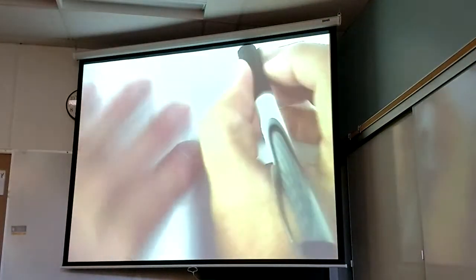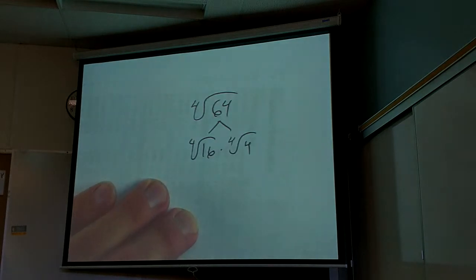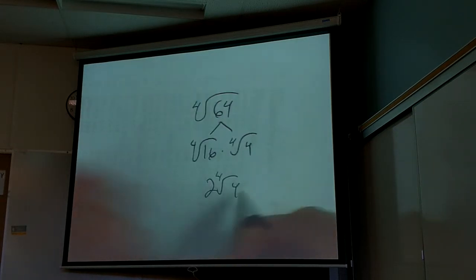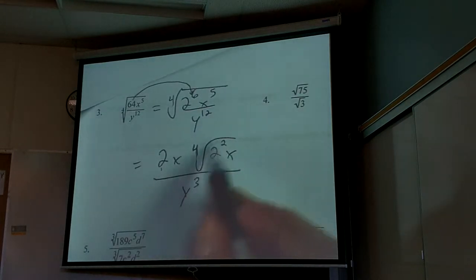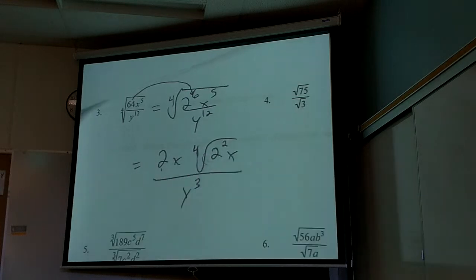If I left it like this, what could I do? There it is. I can break it down into the 4th root of 16 times the 4th root of 4. What's the 4th root of 16? 2. The 4th root of 4, I don't know. And is that what we got? We got a 2 and a 4th root of 4. Yeah. So you can look at it either way.